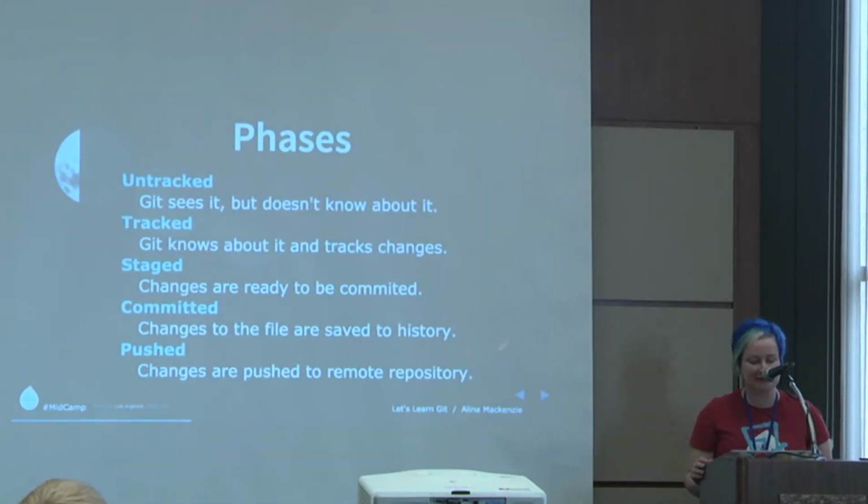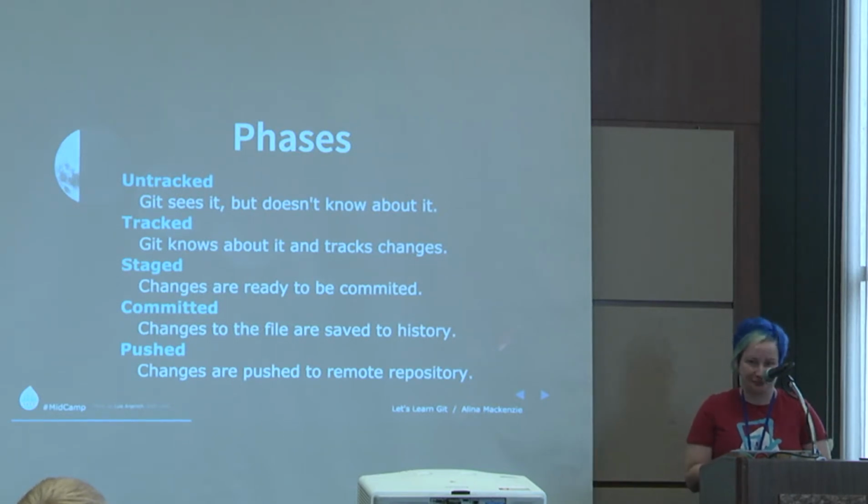So let me tell you about the phases that your files in the project will go through. At first, your files are untracked. Git sees them, a file, but it doesn't really know anything about it. The second stage, or phase, is when Git is tracking the file. It knows about the file, and it tracks its changes.